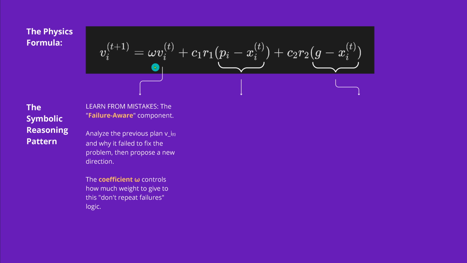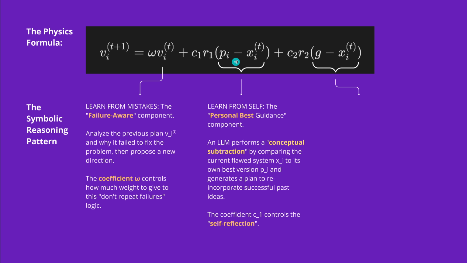And of course, like in any mathematical equation, we have three parameters. So we have a coefficient W. It just controls how much weight you want to give to this don't-repeat-the-failure logic. Now the second part is an operation, a subtraction. This is a conceptual subtraction, and this is what we call the personal best guidance component. What is it? If we transform this into a symbolic reasoning pattern, it's comparing the current system to its best own version before, and it generates a plan to reincorporate successful past ideas or successful past functionalities or topologies of a multi-agent system. So this is the self-reflection element, and you have a coefficient C1. You can control the strength of this.